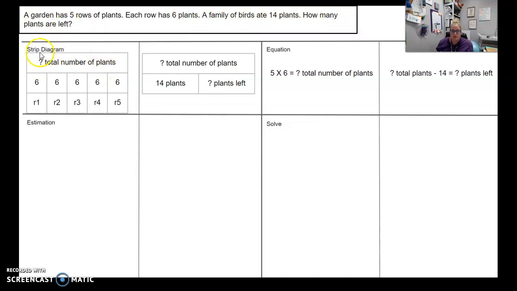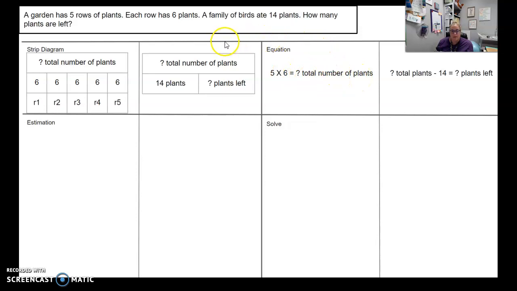So the first part is our strip diagram. So we know that we have 5 rows. There's 6 in each row, and we're looking for the total number of plants. And our equation would be 5 times 6 equals question mark, or 5 groups of 6 equals the total number of plants.